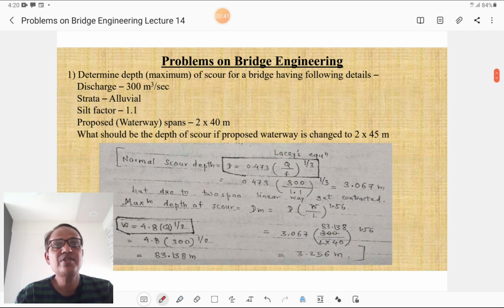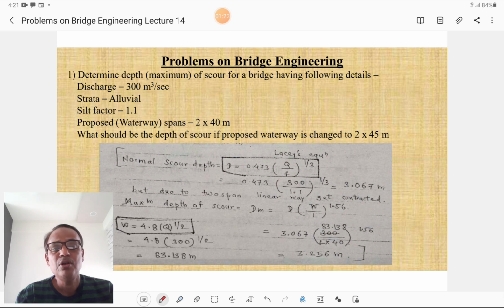First of all, we discuss the typical problem on scour depth. And what is the problem? Determine the maximum depth of scour for a bridge having the following details. The discharge is 300 meter cube per second. The strata of the river bed is alluvial. The silt factor F is given as 1.1. The proposed waterway, meaning the proposed spans, are 2 into 40 meter. And what should be the depth of scour if the waterway is changed to 2 into 45 meter?